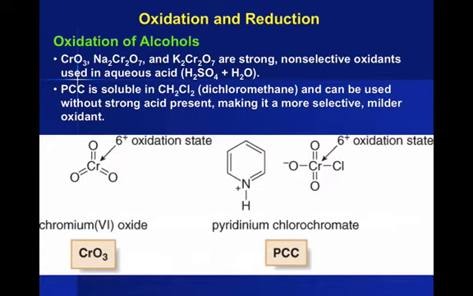Think about it. Why would chromium trioxide not be soluble in organic solvents, but PCC would be? The carbons. That's exactly right. The carbons that we have in the pyridine ring make this salt soluble in dichloromethane. That's exactly right. This has no organic stuff associated with it at all, right?